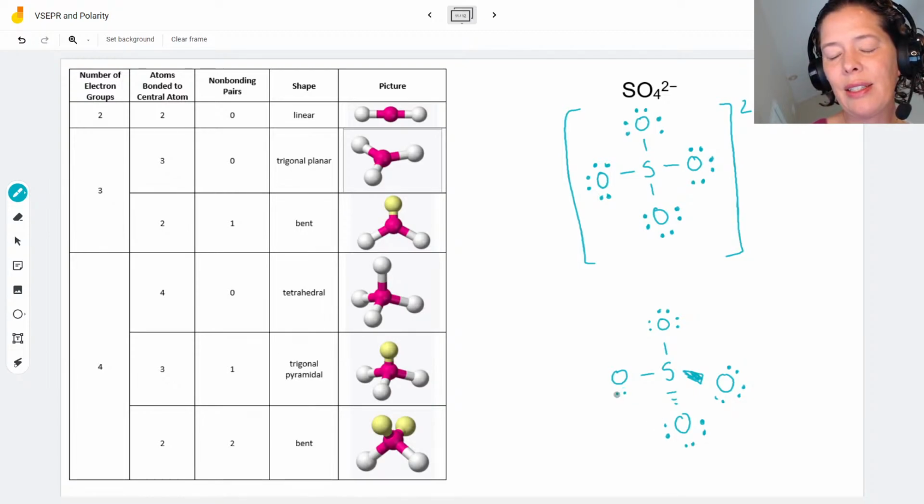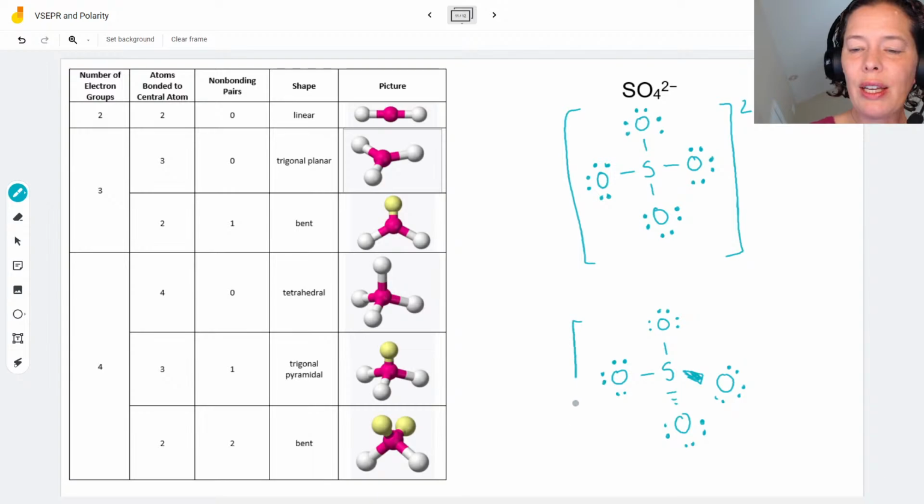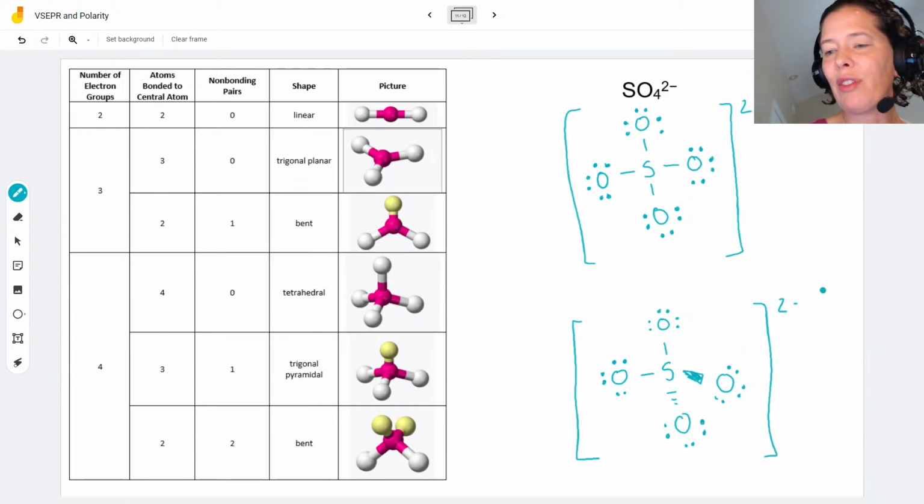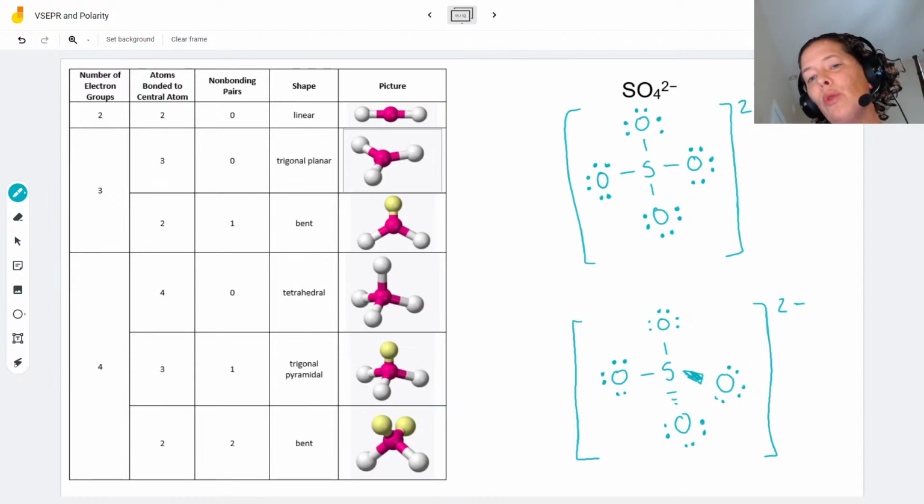Okay, last oxygen. Let's get these pairs in. All right, and of course, our brackets. And we have a charge of -2, or 2 minus. Okay, I do want to briefly address one thing.